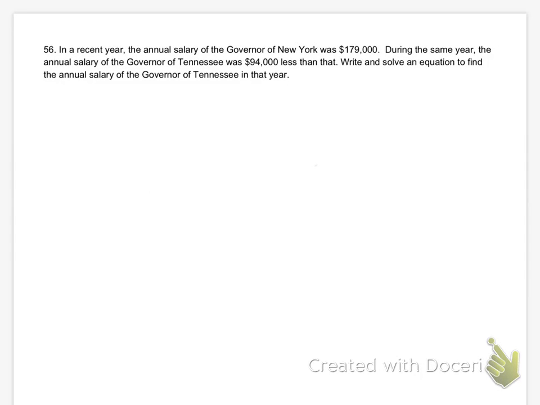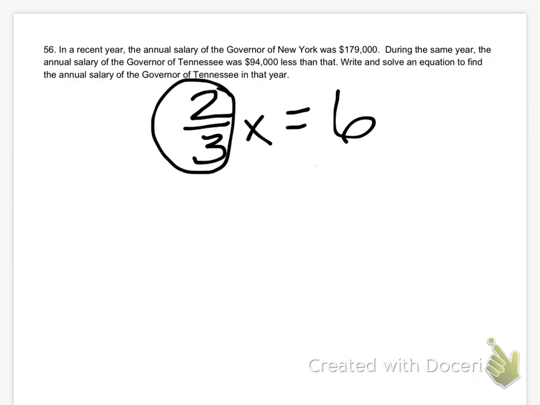Okay, so a few of you had some questions over the homework, so I'm going to take a few minutes to go over that. One thing I want to remind you of on fractions, if I have 2/3 x equals 6, the way that I get rid of a fraction, I don't want to divide a fraction by a fraction. Instead, I multiply by its reciprocal.